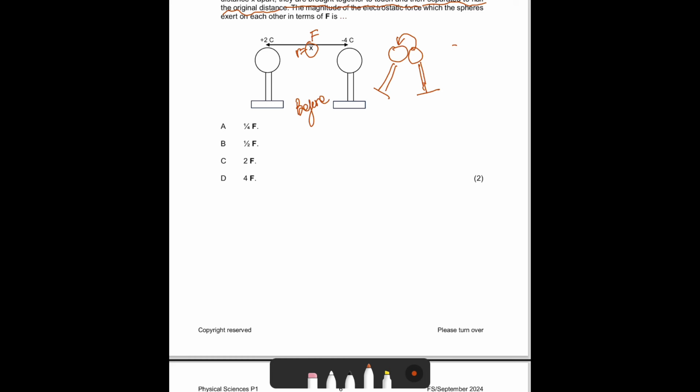And now it says here there will be a new charge.